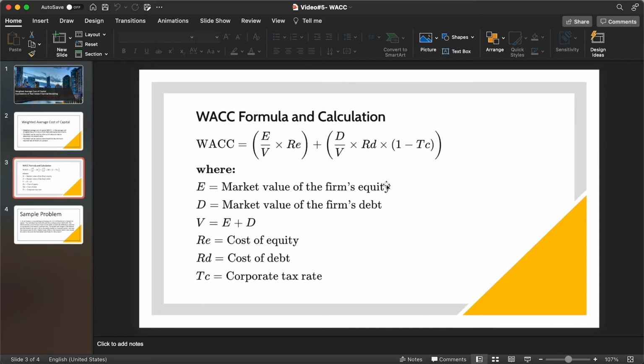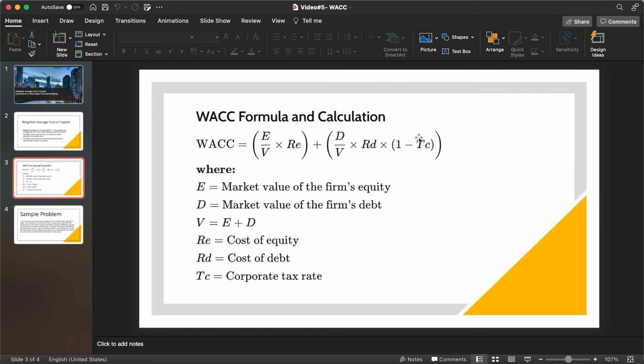So this is how we calculate it, guys. This is the formula, where E is the amount of equity we're going to be using, V equals the total value of the capital for the project, and RE is the cost of equity. Plus D, the debt, divided by the overall value of capital in the project, times the cost of debt, times 1 minus the corporate tax.